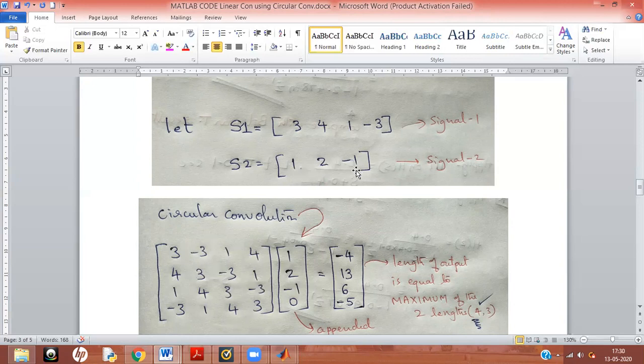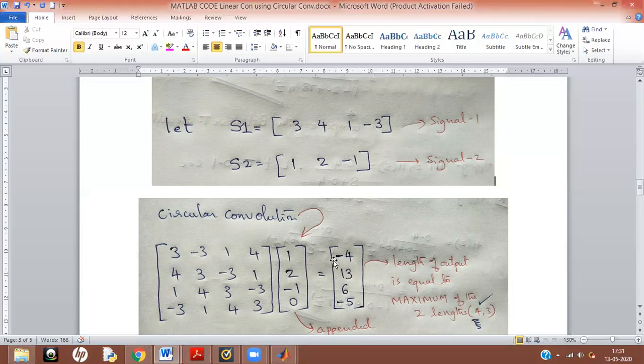So the circular convolution will have an output with a length of the maximum of the two. One is having a length of 4, the other one is having a length of 3. Therefore, the circular convolution will have an output equal to the length of 4. So to get that, we have to append 1 zero. This is what you have done in the matrix method. So out of this 4 and 3, 4 is the maximum, and the length will be 4.